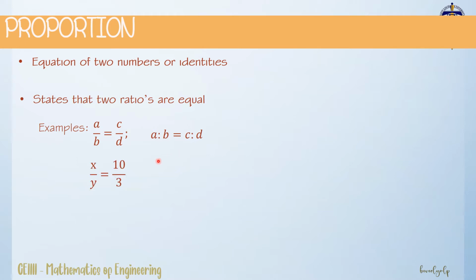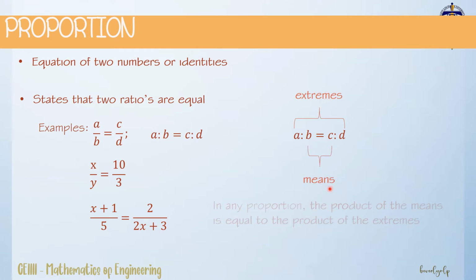Another example, x over y is also equal to 10 over 3. Or x plus 1 divided by 5 is also equal to the ratio of 2 over 2x plus 3. So in this particular example, A is to B is equal to C is to D. A and D are called the extremes, and B and C are called the means.